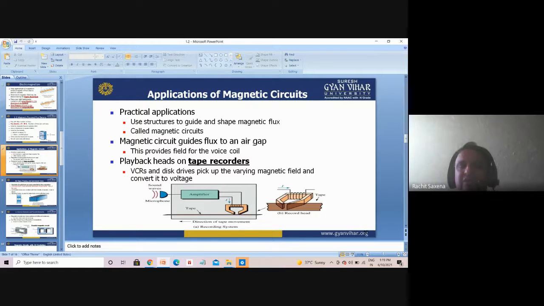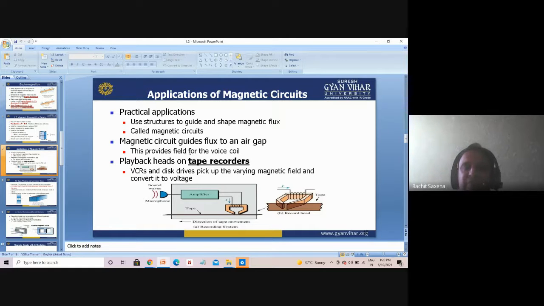So the magnetic circuit guides the flux to an air gap. The meaning of that statement is that the structure or circuit which we are going to make guides, or pushes, or moves the flux into the air gap. If the air gap is minimum, then flux is maximum. If the air gap is maximum, then flux is minimum.